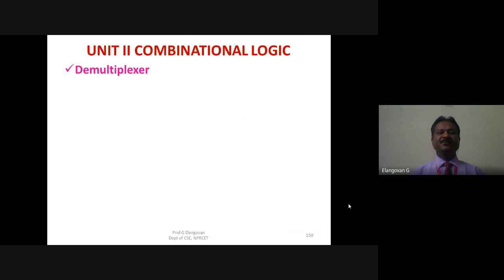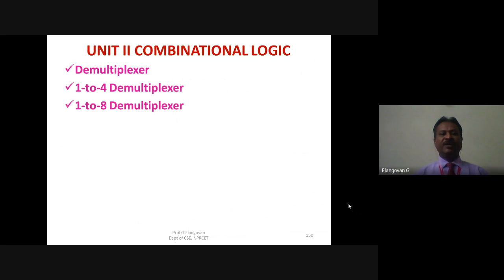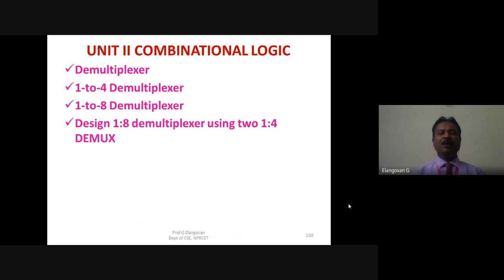Students, in this video, you were introduced to the demultiplexer and how to design a 1 to 4 demultiplexer and a 1 to 8 demultiplexer. You also understood how to design a 1:8 demultiplexer using the lower level 1:4 demultiplexer, and of course you have understood three-state buffers.